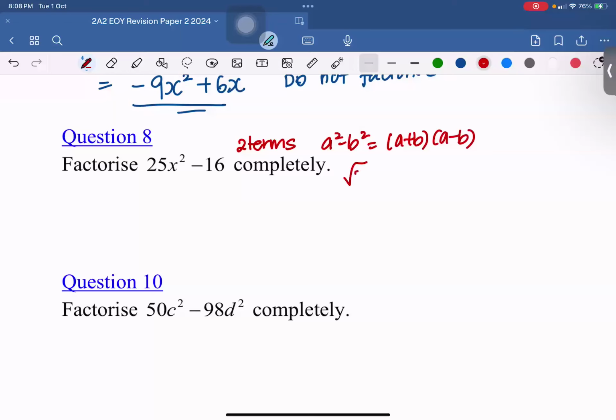We think of what is the square root of 25x squared. What do we get? 5x. Then what about square root of 16? 4. So in this case, our answer will have 2 brackets, 1 plus, 1 minus, then 5x plus 4, 5x minus 4. Is this okay? Can you all remember this? Okay, so this one must know.